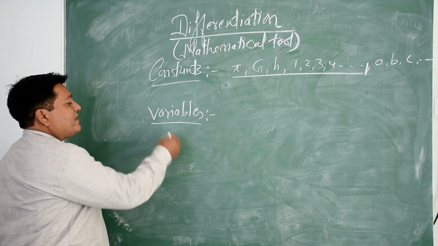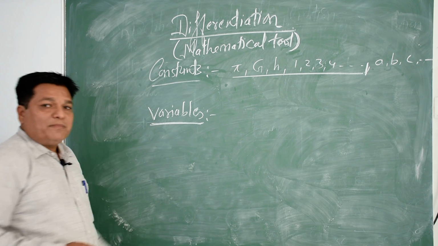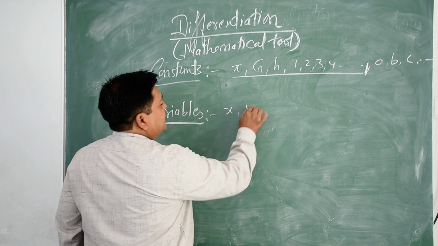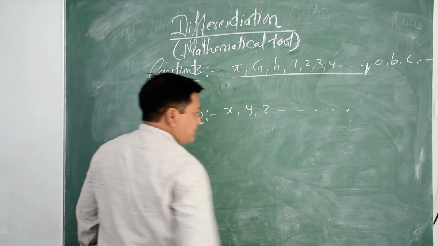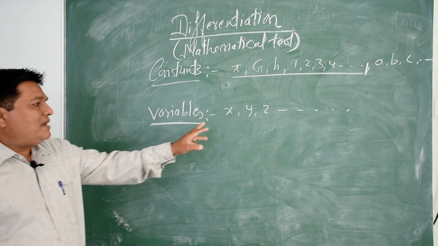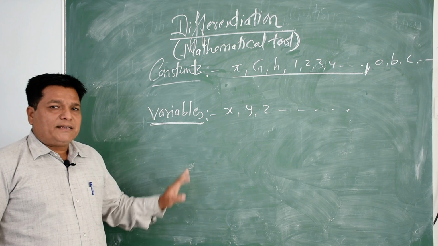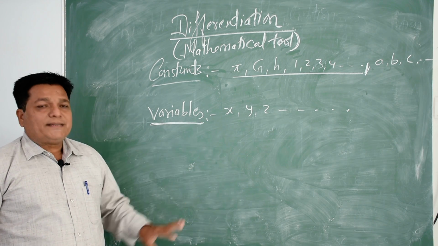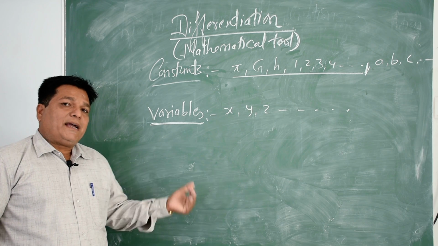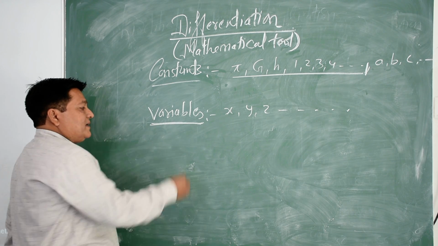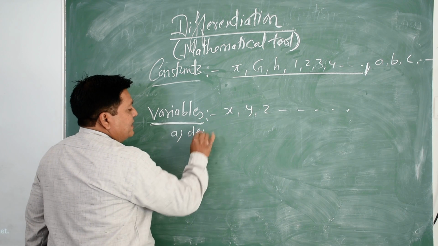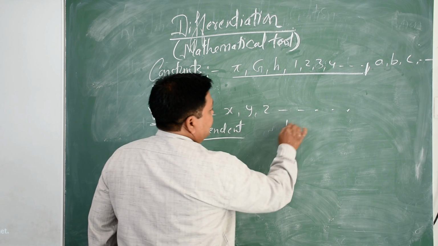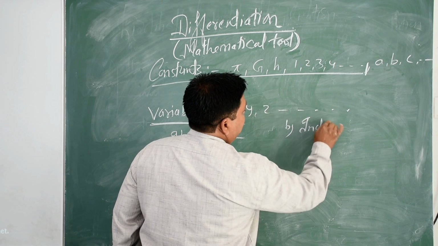What do we understand by variables? The quantities whose values may change are said to be variables, and we generally denote variables by the alphabets x, y, z. Their values change. Now, among variables, there are dependent variables and independent variables. What do we understand by a dependent variable, and what do we understand by an independent variable?